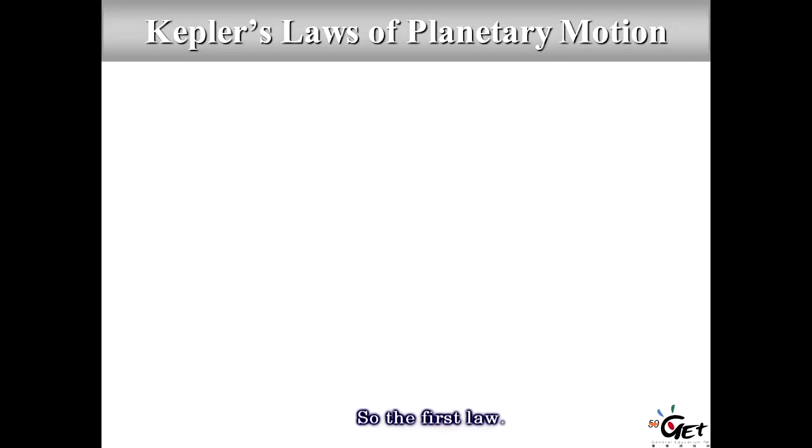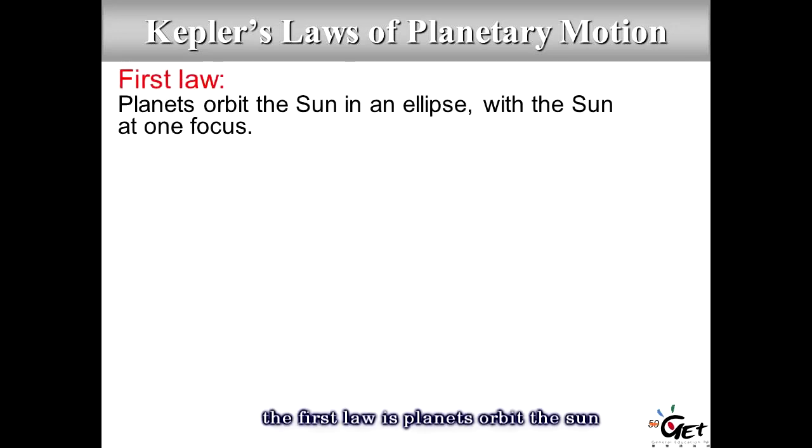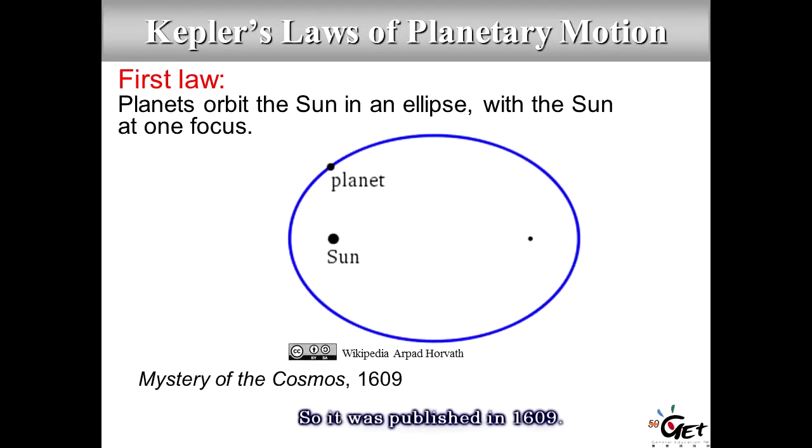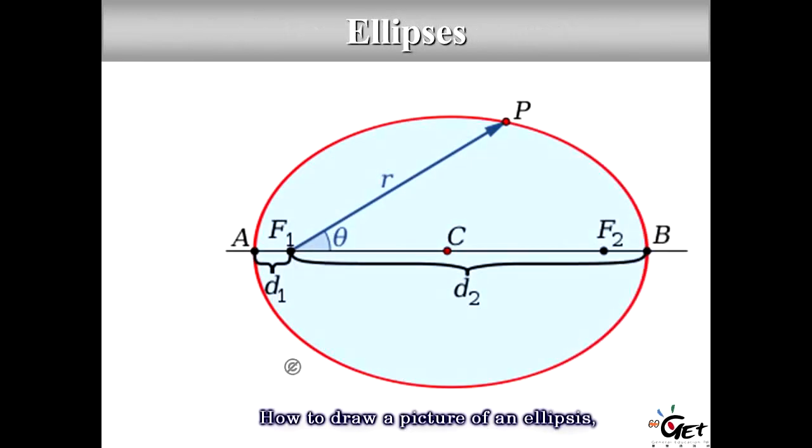So the first law: planets orbit the Sun in an ellipse with the Sun as one of the foci. It was published in 1609. The planet is not orbiting the Sun in circular motion, it's actually slightly elongated, and one of the foci is the Sun. So what is the focus of an ellipse? Just to remind you quickly how you can easily draw an ellipse.